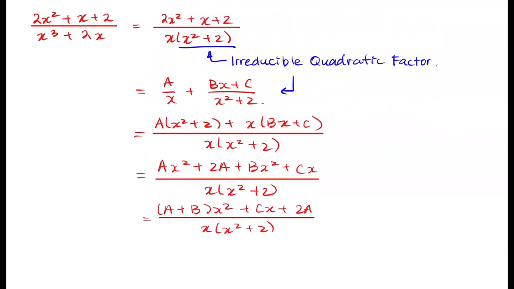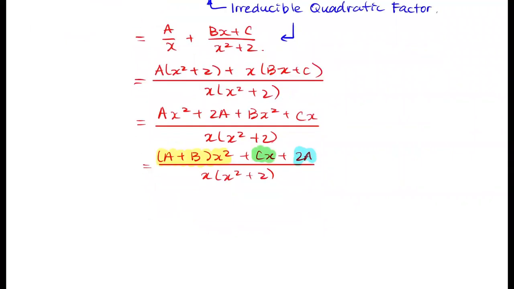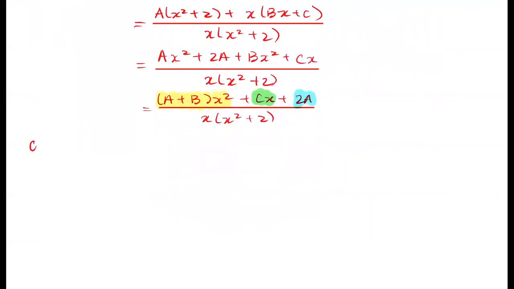over x squared plus 2. All right, so now we just compare the coefficients as we did before. For this one, we have a plus b x squared, and we have 2x squared, so we compare that. We have the cx, we compare with this x, and then the 2a, we compare with this 2. All right, so let's put that into a system, comparing the coefficients once again.